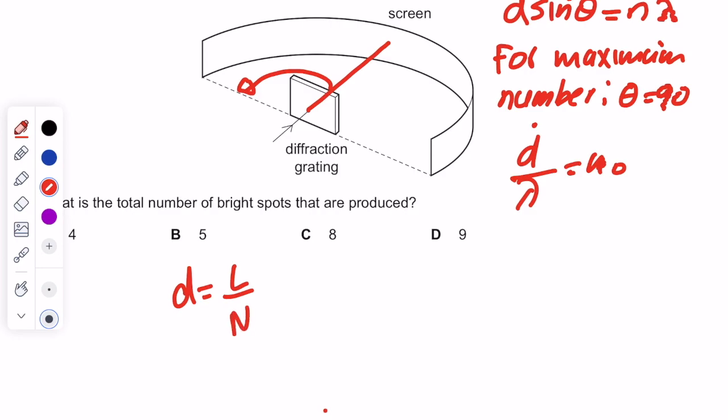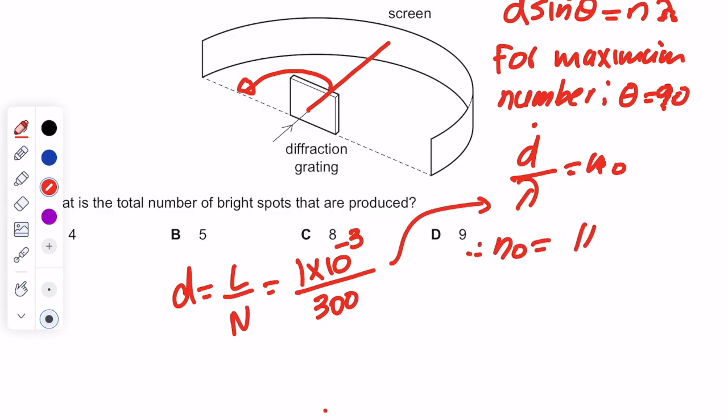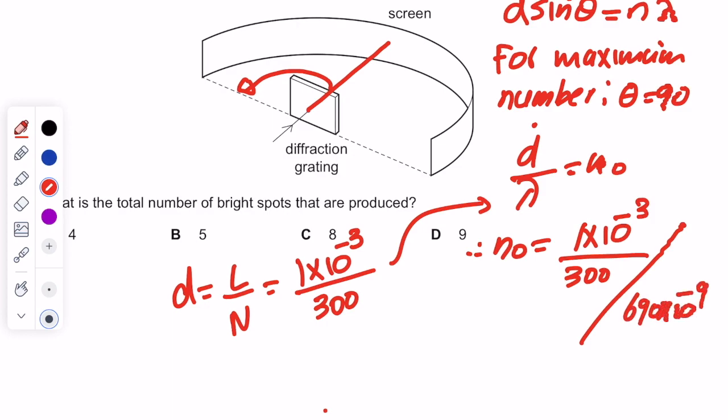We want to find the size of one line, right? So I change length 1 millimeter into meters, and 300. Now we can use this one here. So n naught is 1 times 10 to the power of minus 3 over 300, over 690 times 10 to the power of minus 9. If you do this calculation right, you can use the calculator, you will get 4.8.